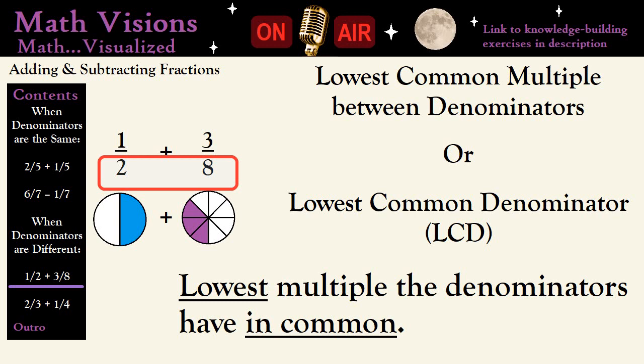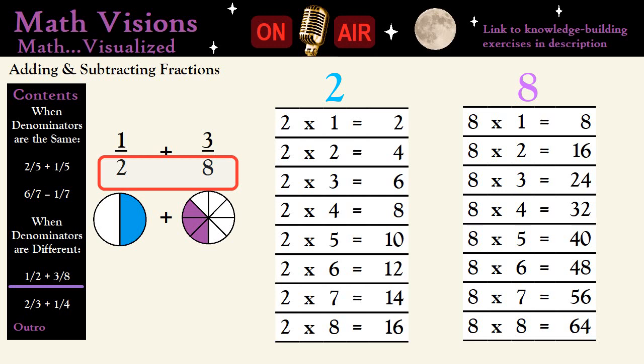When we look at the multiplication tables of 2 and 8, we'll find that the multiples are in the answer column of each table. We see that 2 times 4 is 8, and that 8 times 1 is also 8. Therefore, 8 is the lowest common multiple.